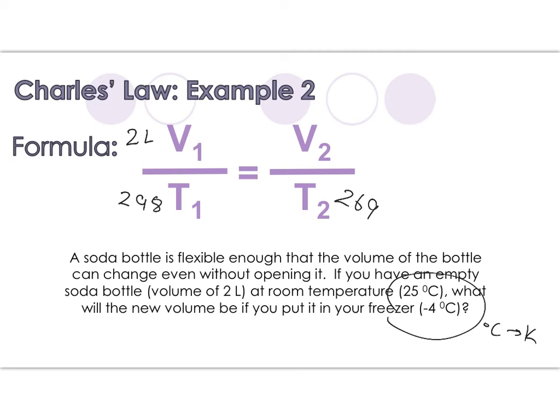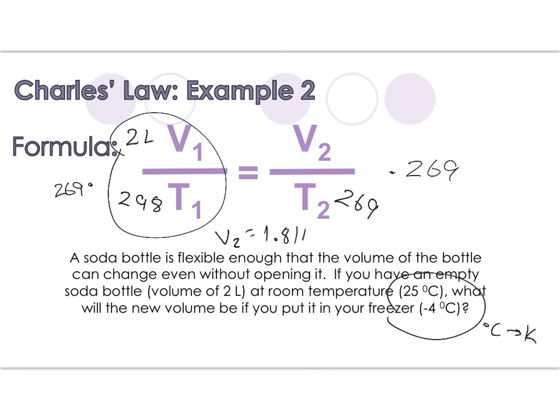When you're solving this problem, the first thing you want to do is take 2 and divide it by 298. Then you multiply over 269 on both sides of the equation in order for it to cancel out, ultimately leaving you with an answer for your V2. When you do this problem correctly, you should get an answer of 1.81 liters.